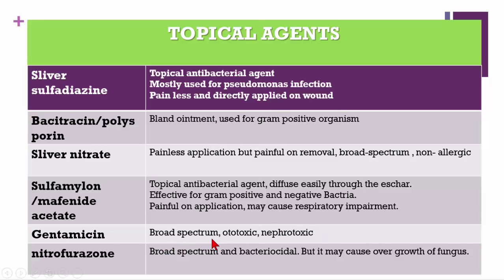Gentamicin is broad spectrum, but ototoxic and nephrotoxic. So it is broad spectrum, but watch for nephrotoxicity if you are using gentamicin. Then the last one is nitrofurazone. It is broad spectrum bactericidal, but it may cause overgrowth of fungus on the wound bed. So be careful for that.